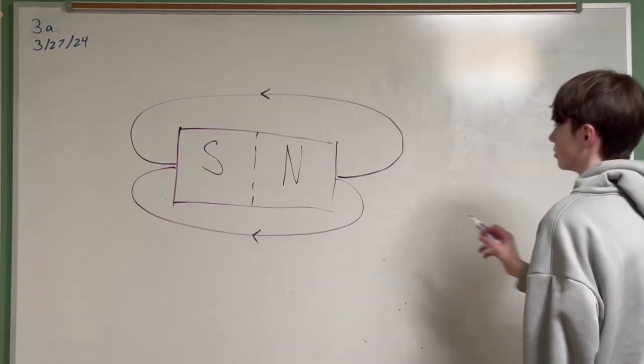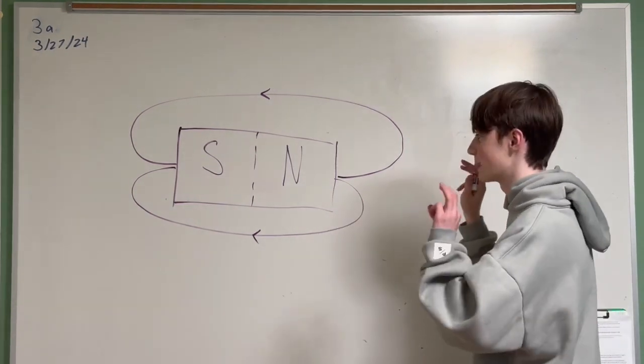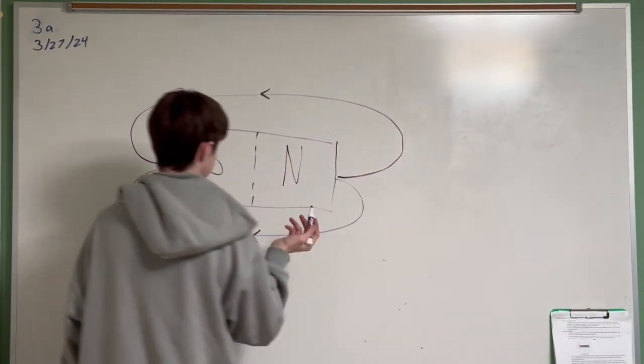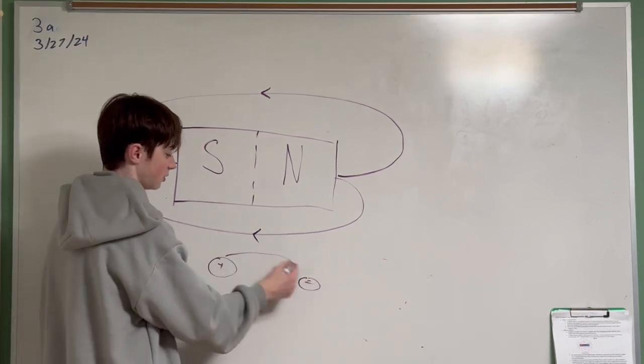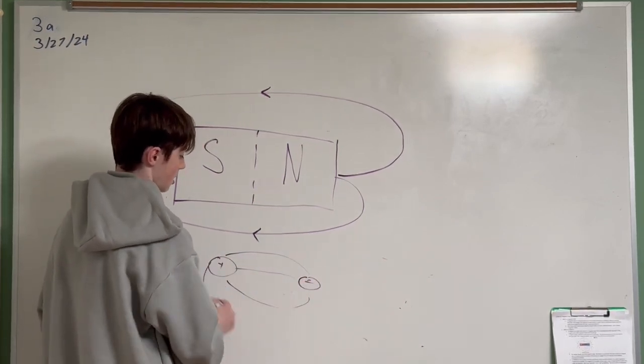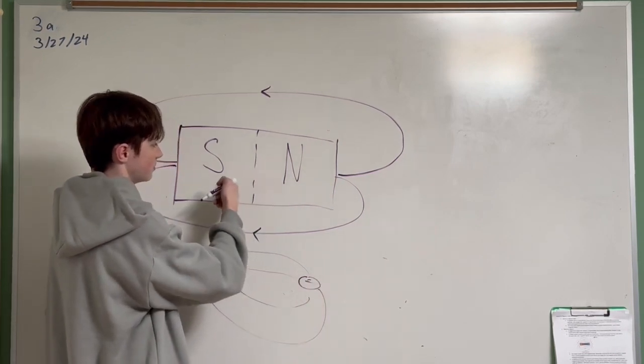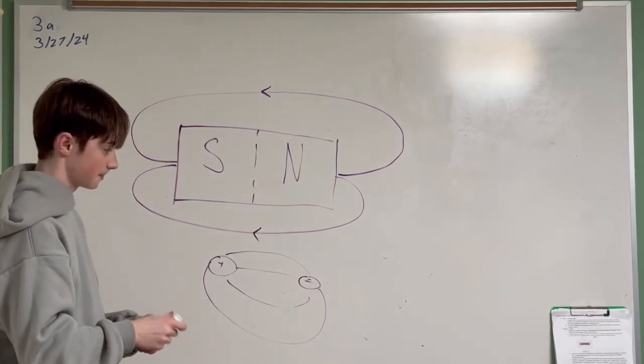And yeah, so this little magnet here is called a magnetic dipole, because similar to an electric dipole, where we have a plus and a minus, the field lines look the same, and each side is opposite from each other.